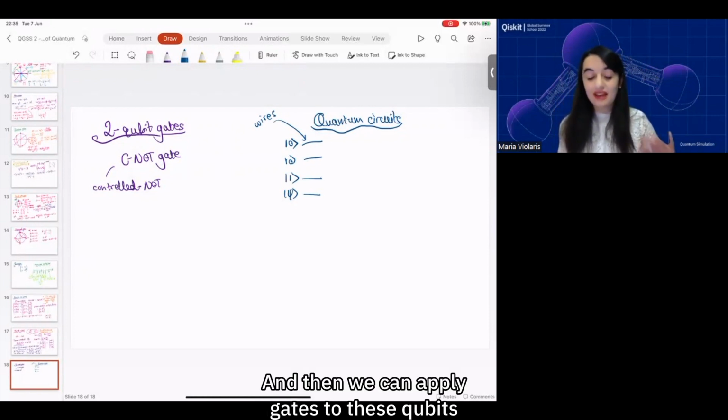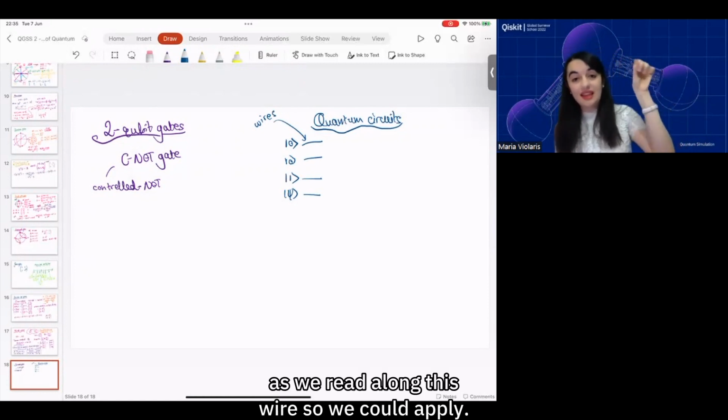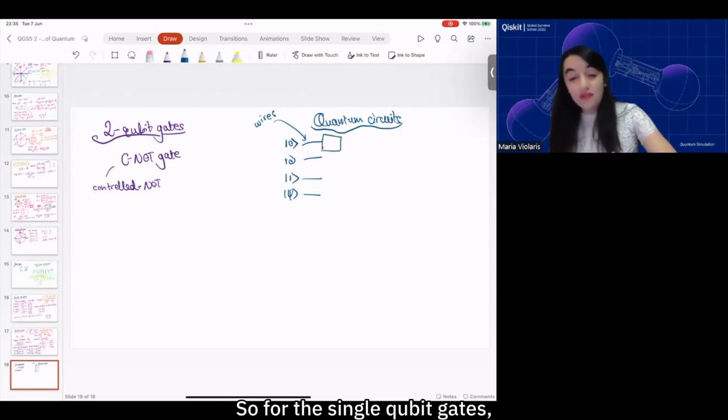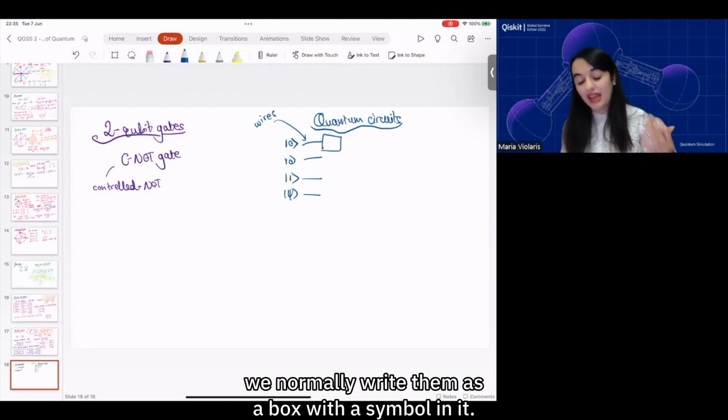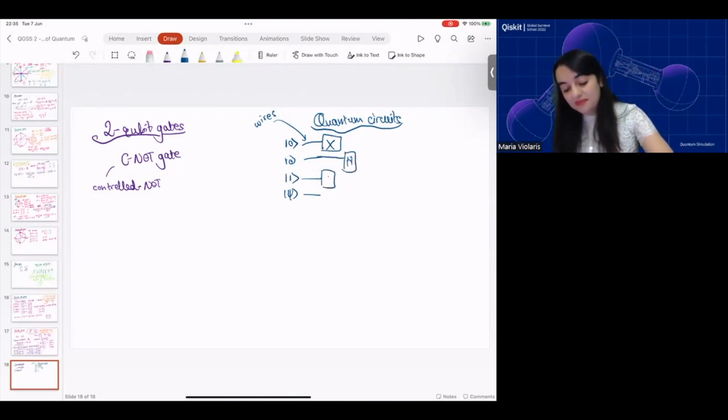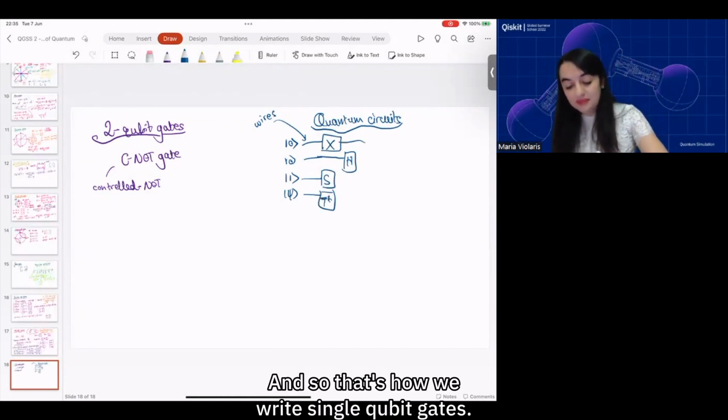And then we can apply gates to these qubits to affect their states as we read along this wire. For the single qubit gates, we normally write them as a box with a symbol in it. So we could apply an X gate to 0, a Hadamard gate, an S, and a T dagger, and so on. And so that's how we write single qubit gates.